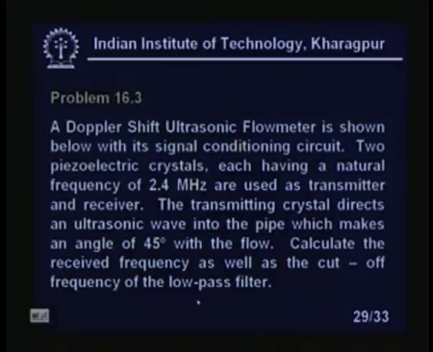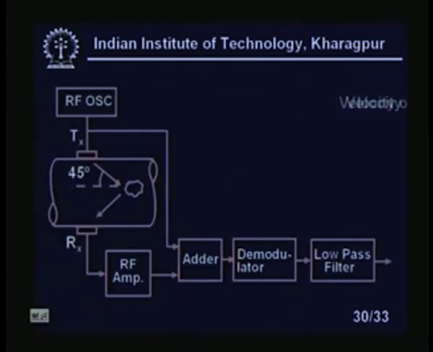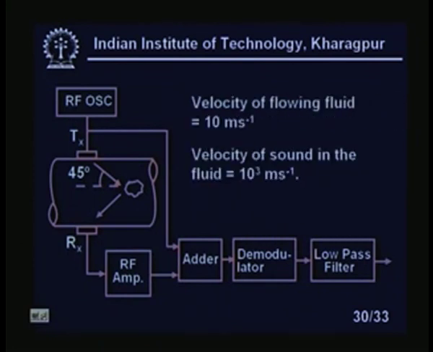Two piezoelectric crystals, each having a natural frequency of 2.4 megahertz, are used as transmitter and receiver. The transmitting crystal directs an ultrasonic wave into the pipe, which makes an angle of 45 degrees with the flow. Calculate the received frequency as well as the cutoff frequency of the low pass filter. Why should I use a low pass filter? Let us look at our diagram of the system.